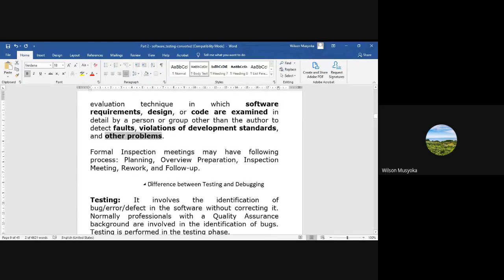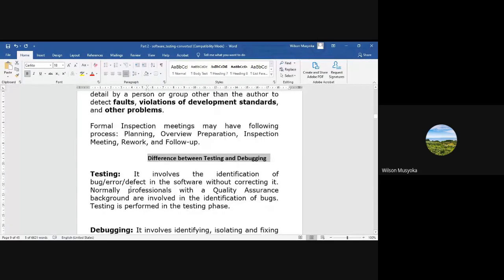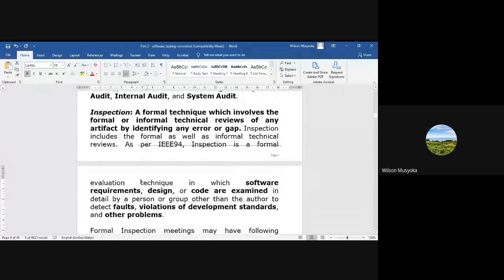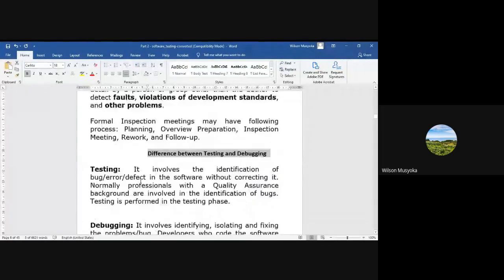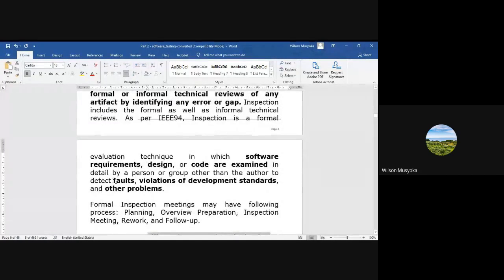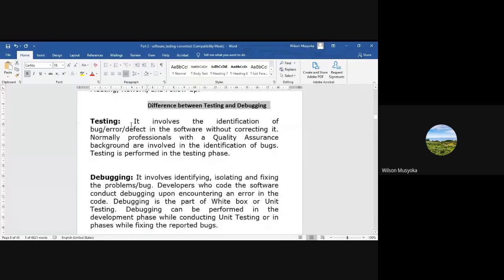Then we come to another concept here, which we call testing and debugging. When you are doing testing, what are you actually doing? Because you might confuse testing with an inspection. Testing is the identification. Here you are trying to detect. Once you detect, then you need to actually test so that you can identify. So testing is the identification of either an error, a bug, or a defect in the software without correcting it.